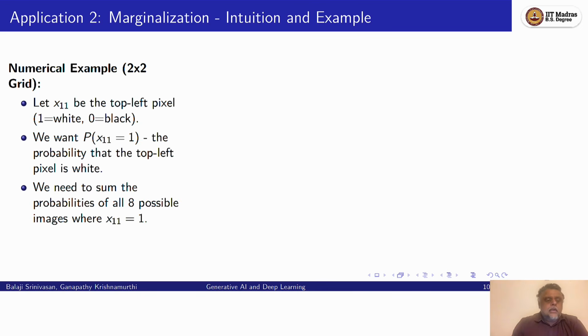So the idea is the following. How many images exist such that x11 equals 1? There are 16 possibilities, because each pixel can take either 0 or 1, so 8 of them would correspond to x11 equal to 1, and all you have to do is sum the probabilities of all these 8 images where x11 equals 1.